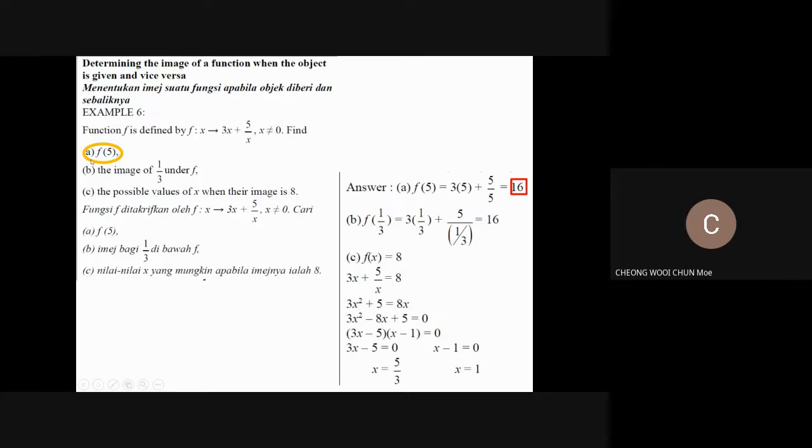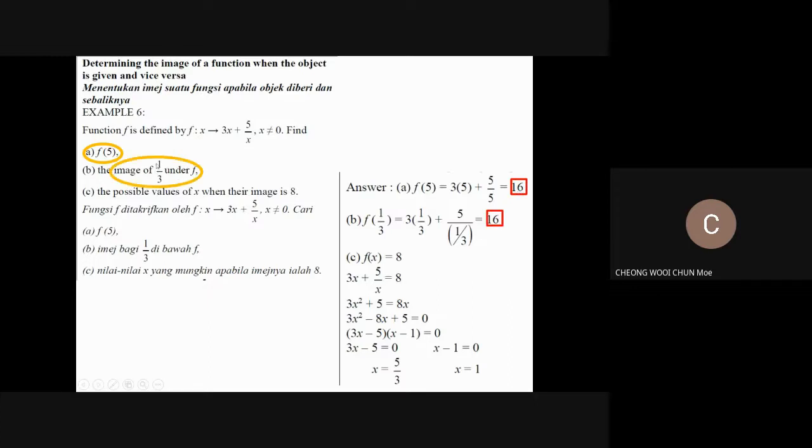So you need to find A, the image of 5. So when the object given is 5, what is the image? So the x is replaced with 5. f(5) equals 3 bracket 5 plus 5 over 5. So from the calculator, you get 15 plus 1, 16. So that is the answer.